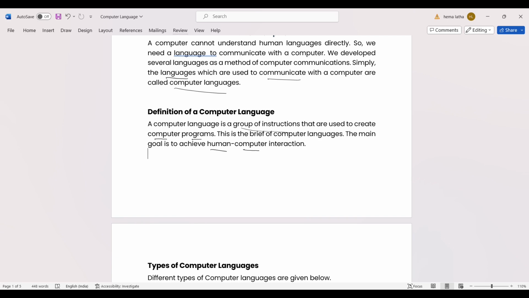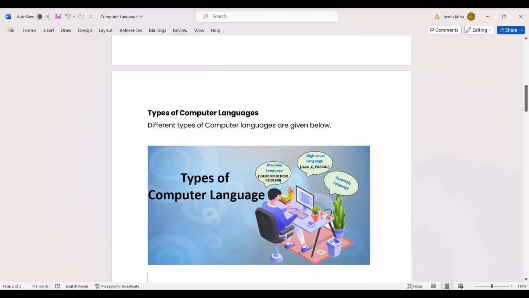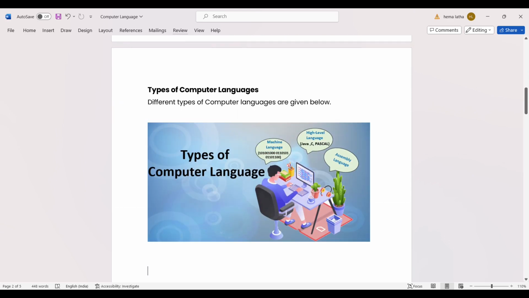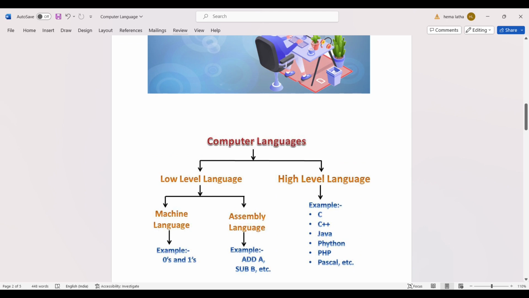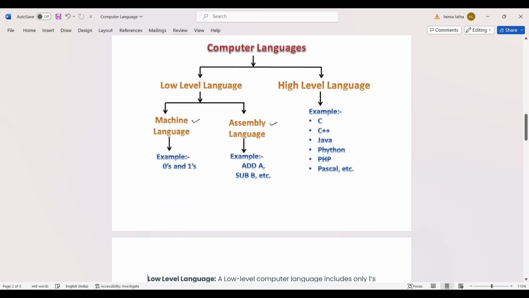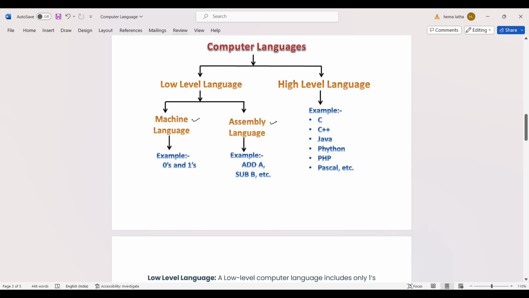Next we are going to discuss the types of computer languages we have. We have two types of languages: low level language and high level language. In the low level language also, the first one is machine language, and the second one is assembly language. First we are going to discuss the machine language with its example. The machine can understand only two things, that is binary digits. Binary digits are nothing but zeros and ones. The computer can understand only 0 and 1.